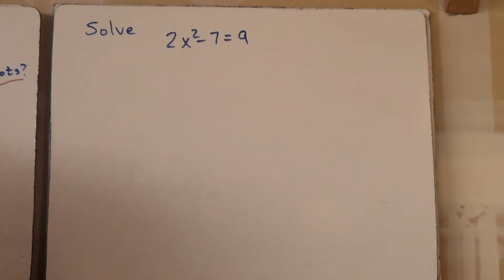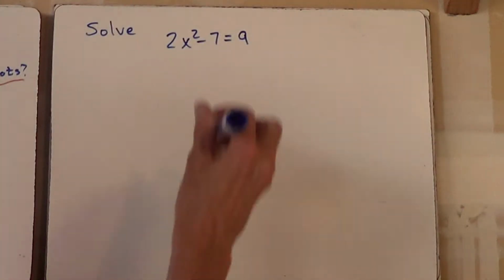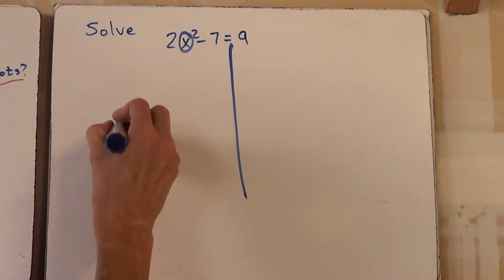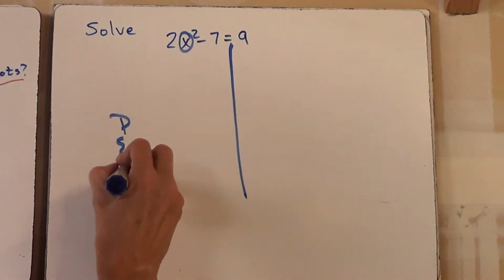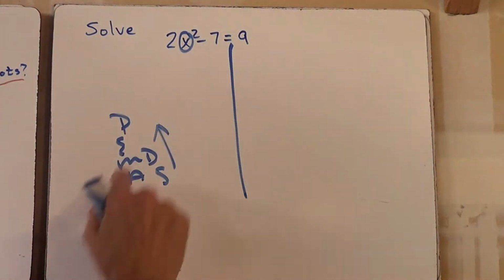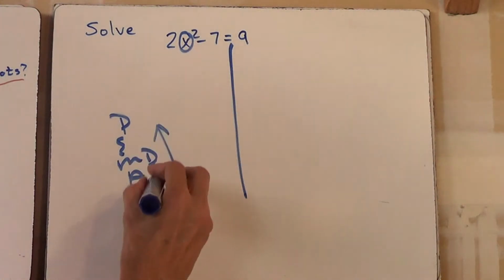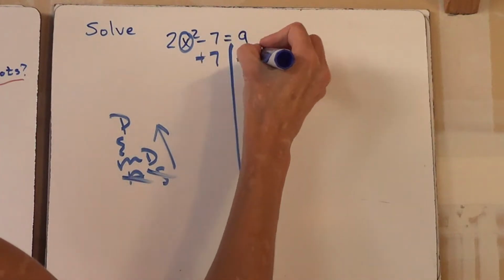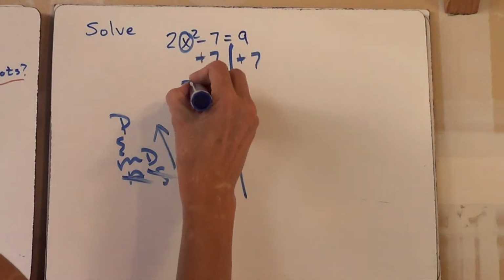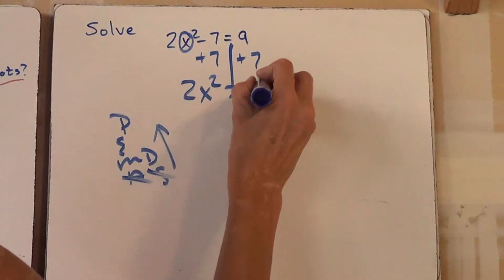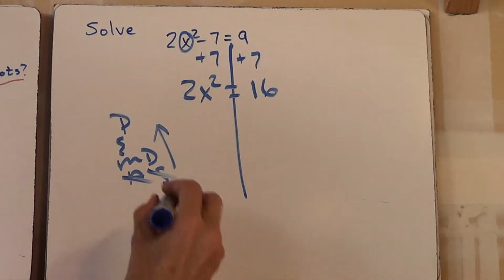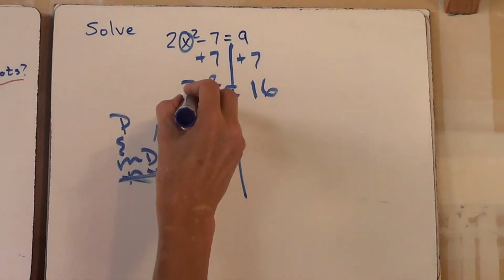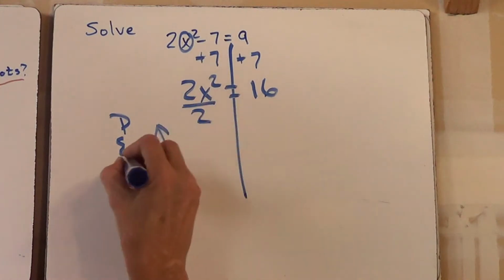Okay, let's solve some problems. Let's have some fun. Draw the line. Circle your creepy dude. Trying to get him alone, go up the PEMDAS. What's being added or subtracted to your creepy dude? It's being subtracted, it's a 7, you want to add, so plus 7, plus 7. That'll cancel out, we get 2x squared equals 16. Now we're up one rung on our ladder here, climbing up. Multiply or divide, it's being multiplied, so we divide.